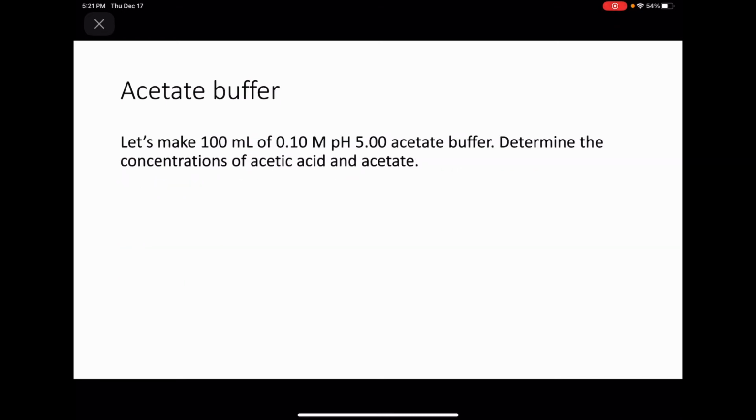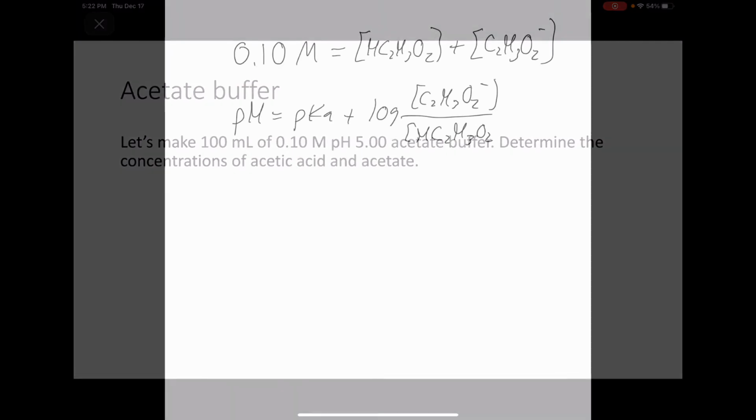Okay, so let's go through the process, or at least let's start the process. Let's make 100 milliliters of a 0.1 molar, okay, that's our total buffer concentration, of a pH 5 acetate buffer. So that would be how the language would be written for how to figure out what your buffer is. So let's determine the concentrations of acetic acid and acetate that we need.